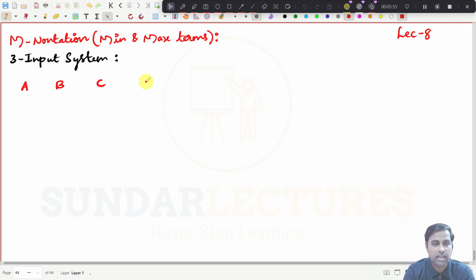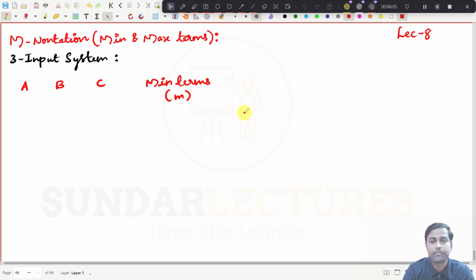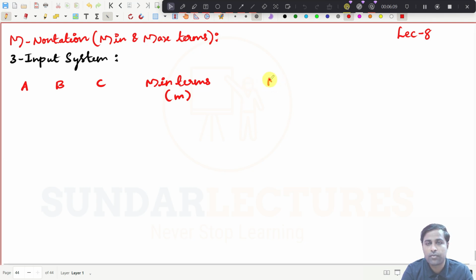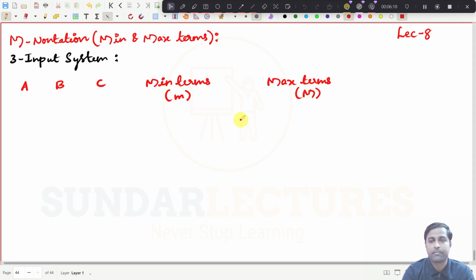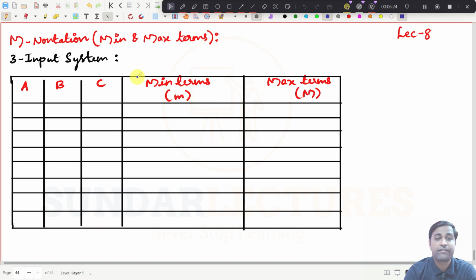First thing, I will write here the min terms. Min terms are always represented with a small letter m, right? Small letter m. And then you have to go for max terms, and they are always represented with the capital letter M. This is the whole idea, right? So I will put the tabular column. Now I have tabulated it.